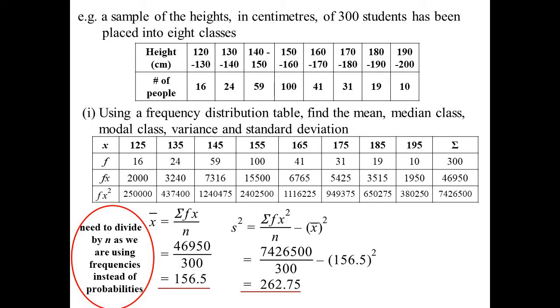I don't know if you do recall or not, because it's been a while since we've done the stats topic, but variance, remember, the quick way of doing it was the fx squared one minus the expected value squared, or the average squared. So that's what I've done there to work out our deviation squared, or variance. To work out deviation, we find the square root of the variance. So I've got that one, 16.21.